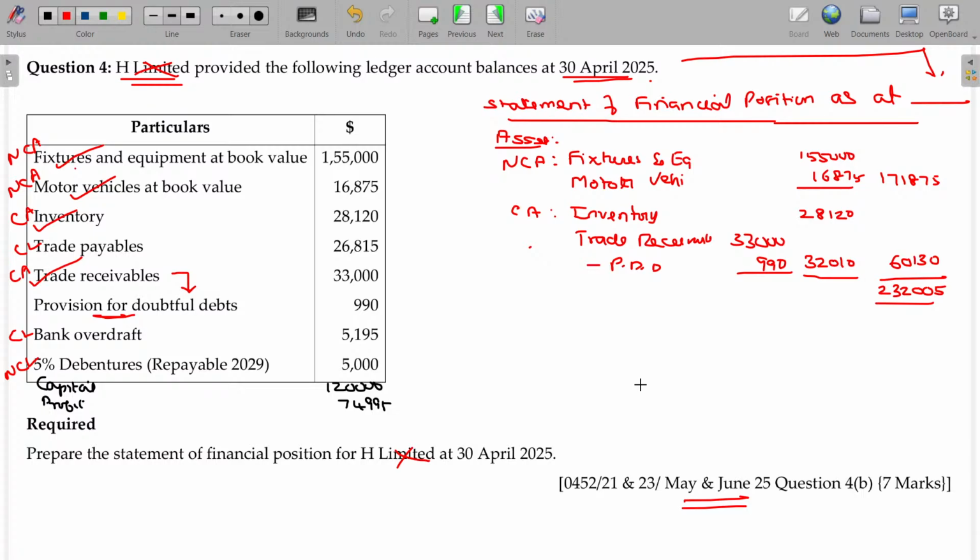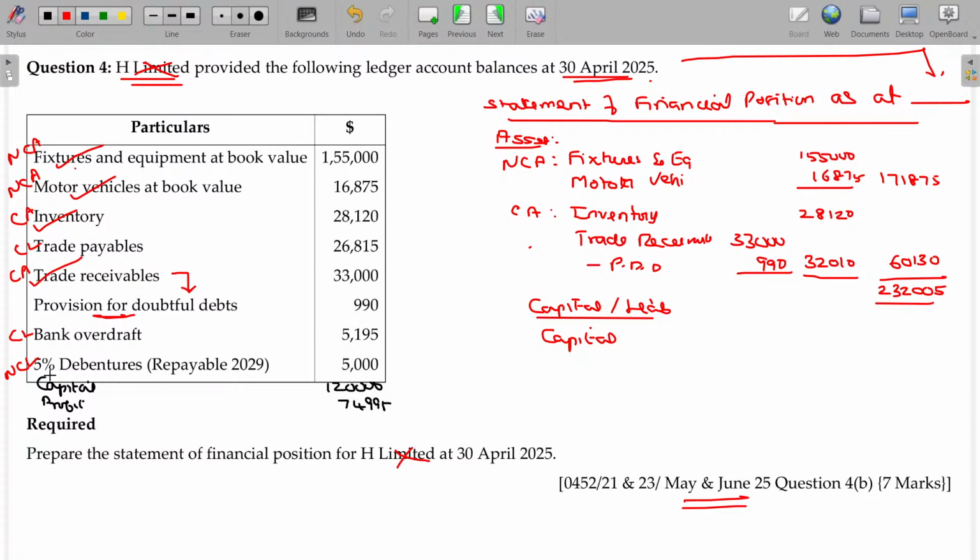Now we will move on to the equity and liability. Equity and liability, or capital and current liability. In case of company, it is equity and liability, otherwise it is only capital and liability. I can name this being capital and liability here. Capital and liability. Under that, capital, non-current liabilities and current liabilities.